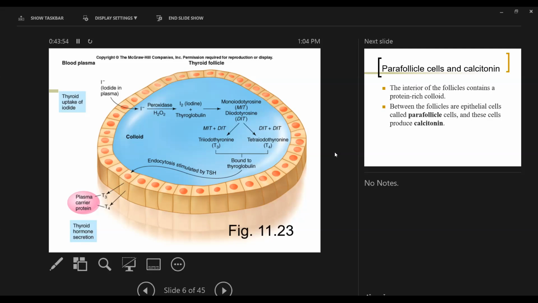As you can see here, the endocytosis of the thyroglobulin is stimulated by thyroid stimulating hormone. Who makes thyroid stimulating hormone? The anterior pituitary. That's why this hormone is also called thyrotropin. The other thing TSH does to the thyroid is it has a trophic effect on the thyroid, causes it to grow. So without thyrotropin, the thyroid will shrink and wither.